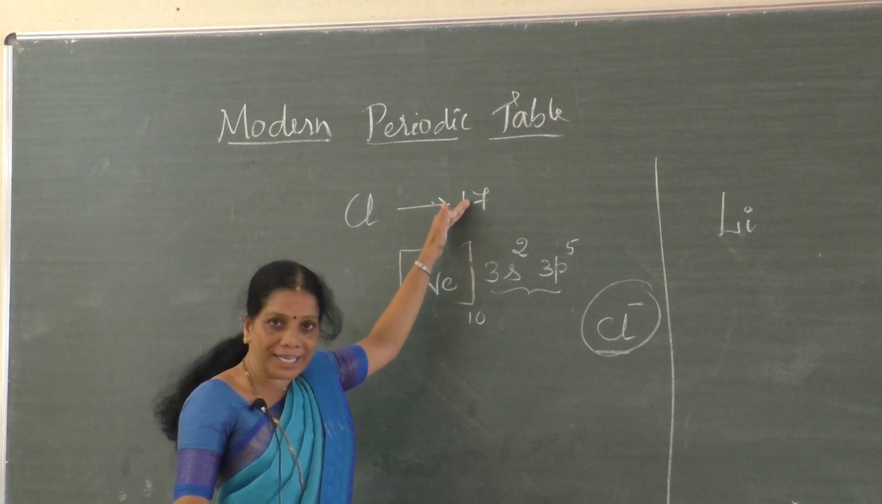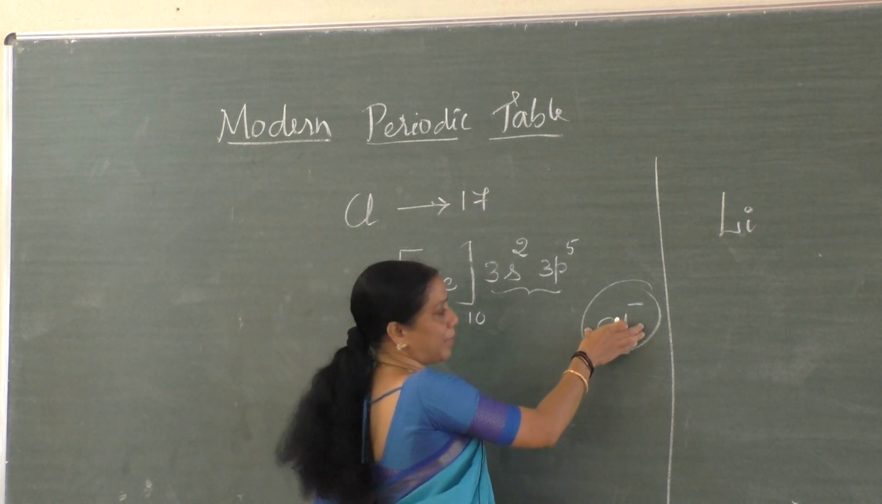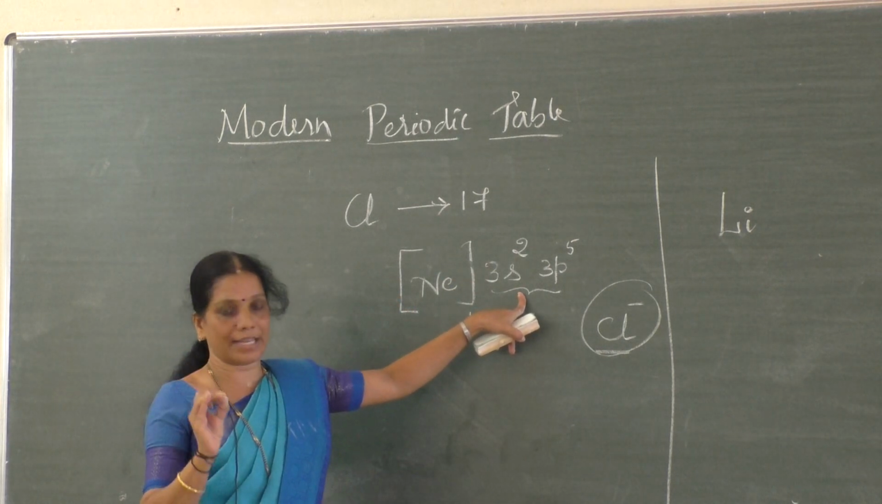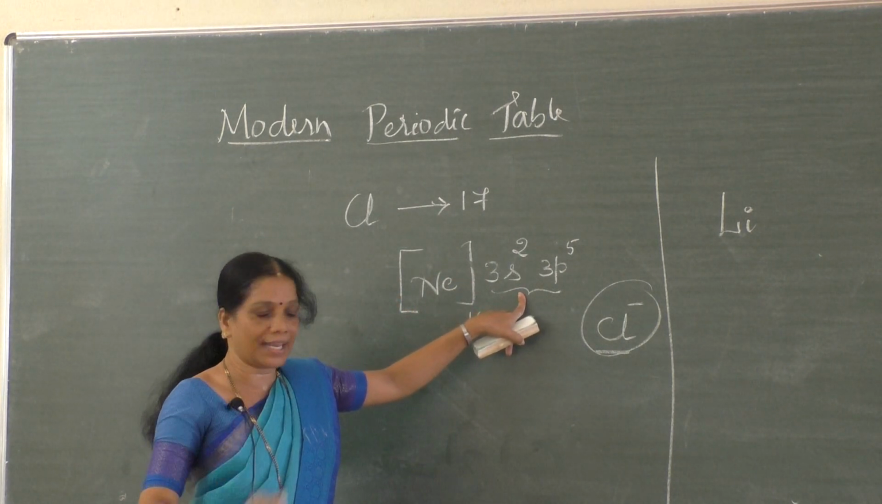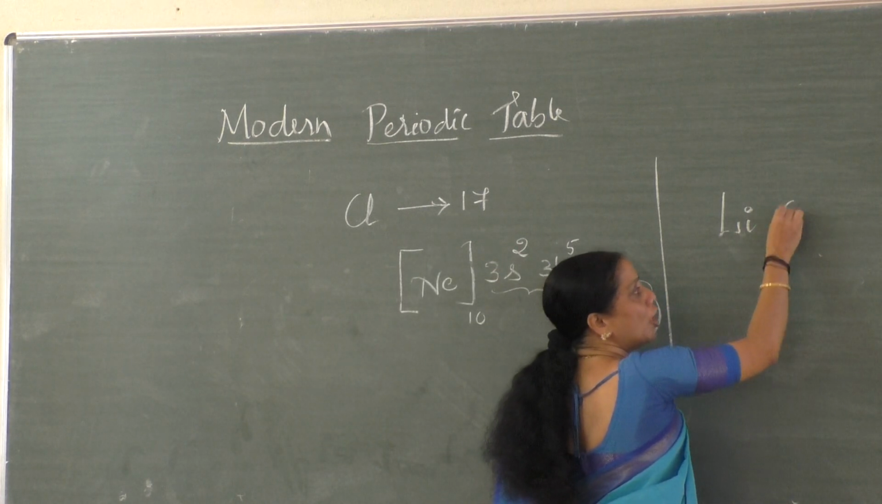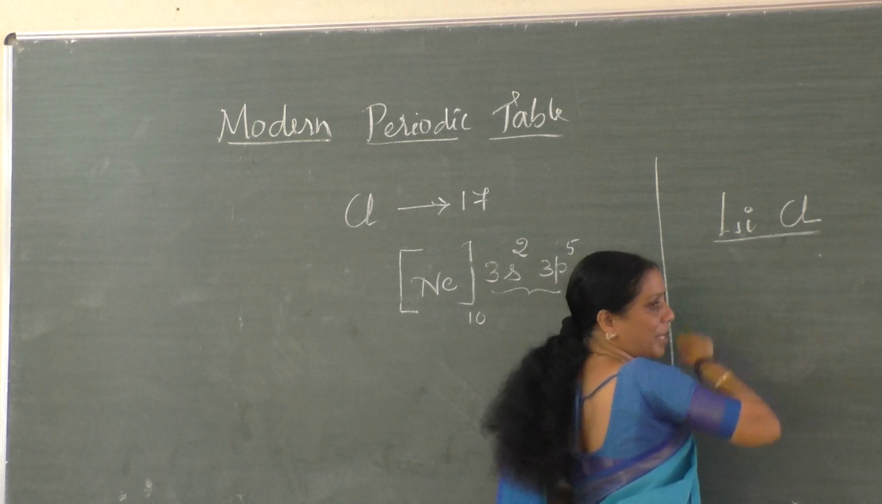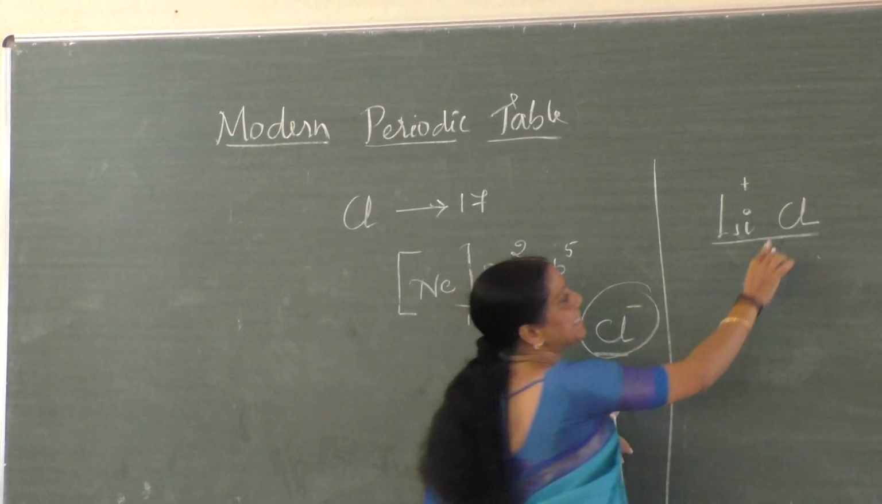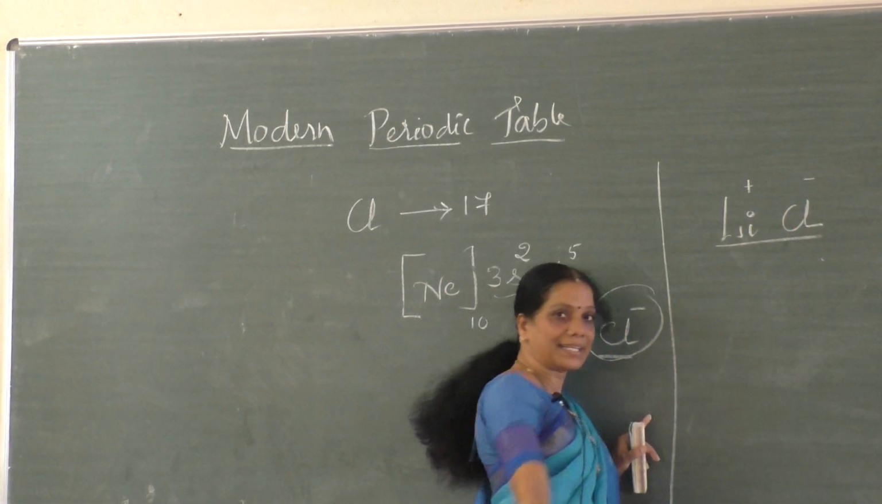Ready to donate that electron. And we have studied the electronic configuration of chlorine. How many valence electrons? 7 electrons. Ready to gain that single electron. Hence, lithium donates its electron to chlorine and readily forms a compound. Lithium exists in the Li plus form and Cl exists in the Cl minus form.